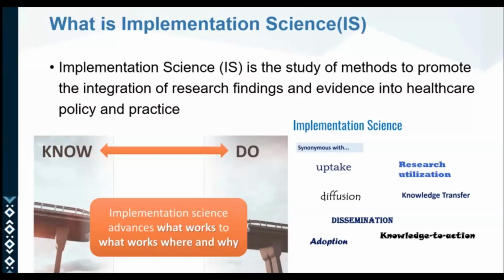And in synonyms, we have words that people always use to imply implementation science. You have words like uptake, diffusion, dissemination, knowledge to action, research utilization, knowledge transfer. All of these words actually mean different things, and we are going to be looking at them in the course of our lesson.